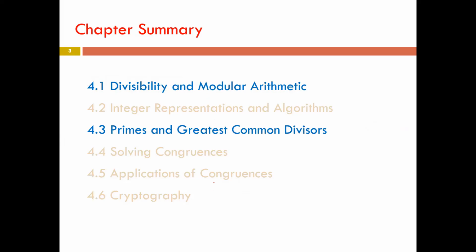So in this chapter, regarding the textbook, if you are using the textbook, we'll study only section 4.1 about divisibility and modular arithmetic, which we will see today, and section 4.3 about prime numbers and GCD, greatest common divisors. So we'll focus on these two sections of chapter 4. Today, let's study divisibility and modular arithmetic.